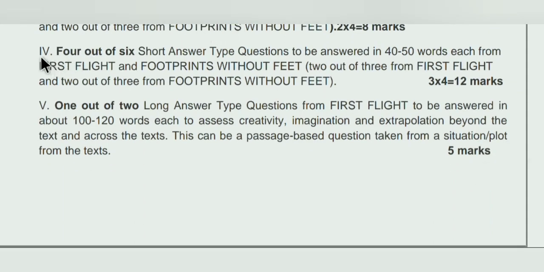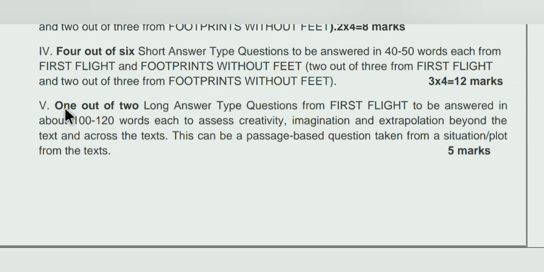Question number 4: 4 out of 6 short answers, which you have to answer in 40 to 50 words each, would be from First Flight and Footprints. The same formula applies here: 2 out of 3 from First Flight and 2 out of 3 from Footprints. So you have ample options over here, so need not worry, but it is compulsory that you answer 2 questions from First Flight and 2 questions from Footprints.